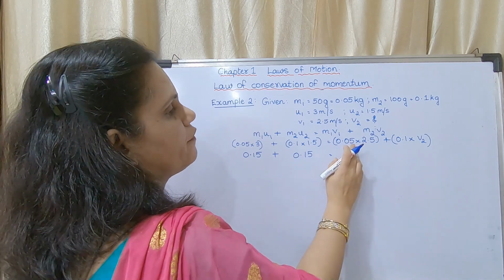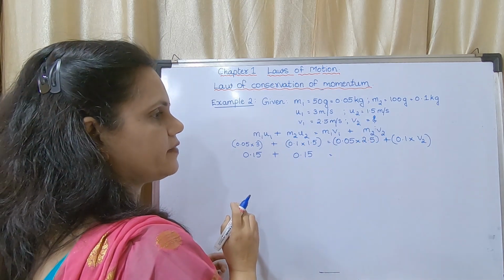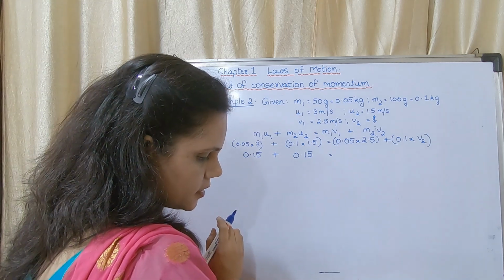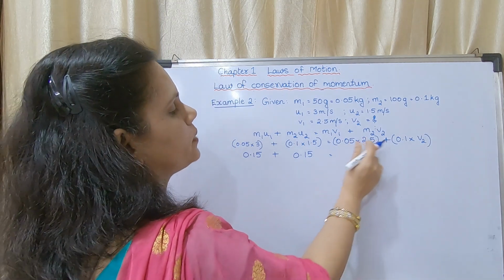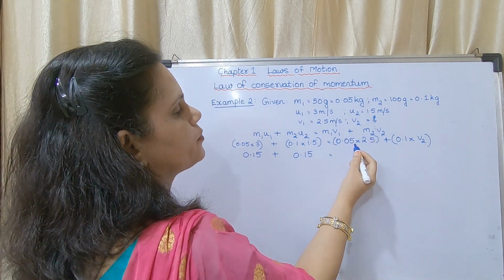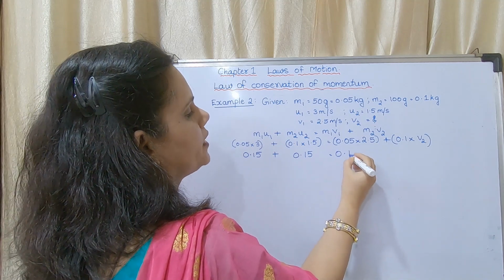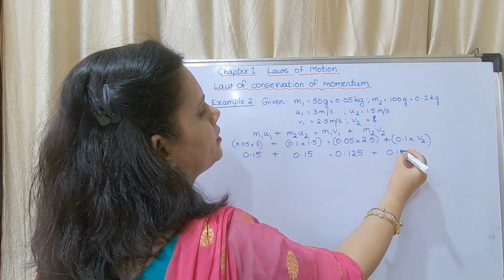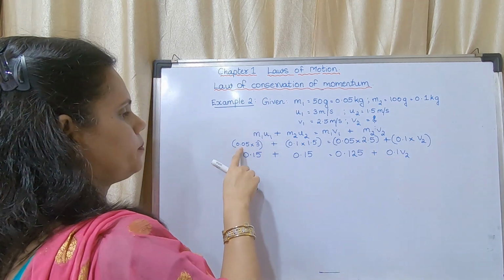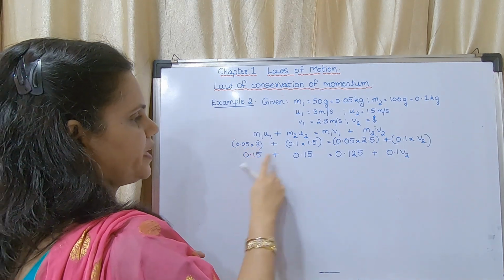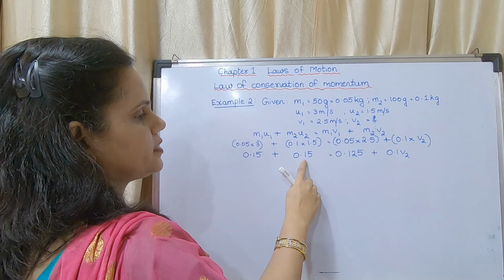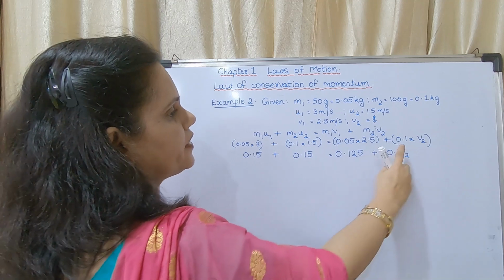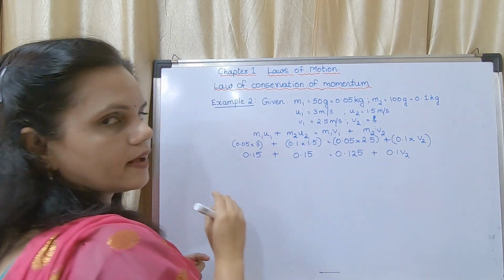Is equal to 5 into 25. 5 into 25 is how much? It is 125. How many decimals? 1, 2, 3. So it will become 0.125 plus 0.1 v2. So 0.05 into 3 is 0.15, 0.1 into 1.5 is 0.15, 0.05 into 2.5 is 0.125, and 0.1 into v2 is 0.1 v2.